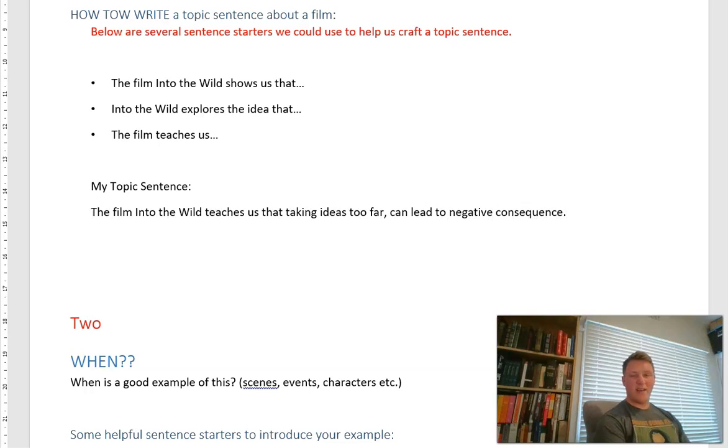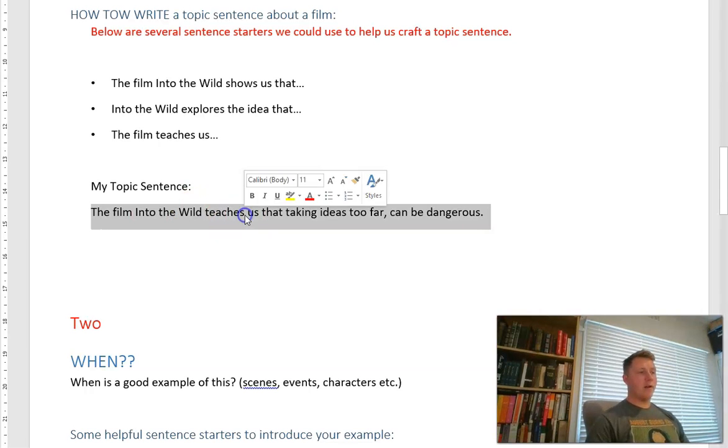I could write it like that. Alright. Or I could say can be dangerous. I could keep it very simple. The film Into the Wild teaches us that taking ideas too far can be dangerous. Alright. So there we go. That's our very first sentence of the paragraph. I'm pretty happy with that.